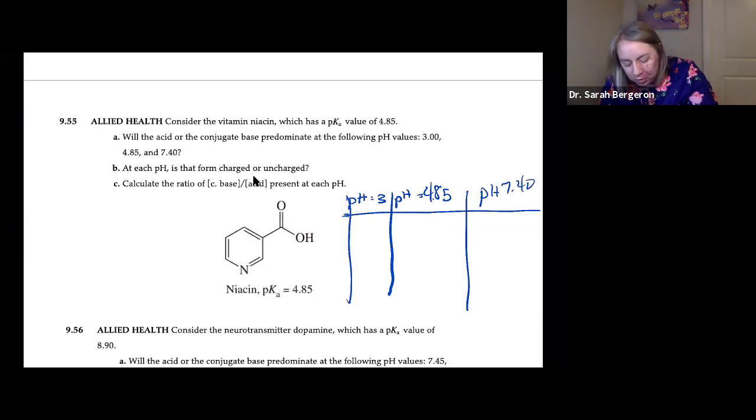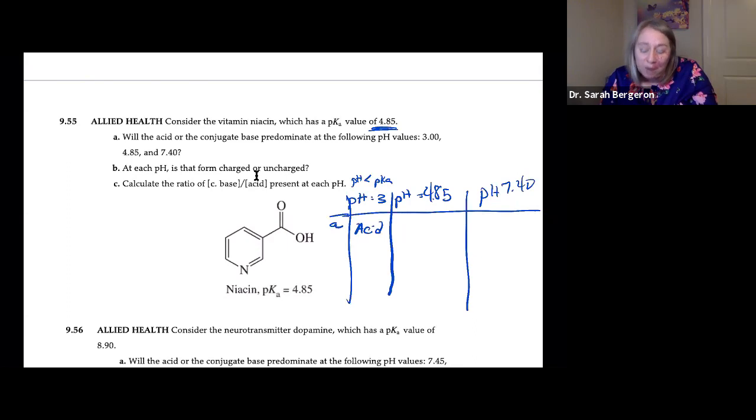So A says, what will predominate? Is it going to be acid or conjugate base? So if we're at pH 3, that is lower than our pKa. So here our pH is lower than our pKa. If our pH is lower than our pKa, that's going to be the acid form. Okay. Now B says at each pH, is that form charged or uncharged?